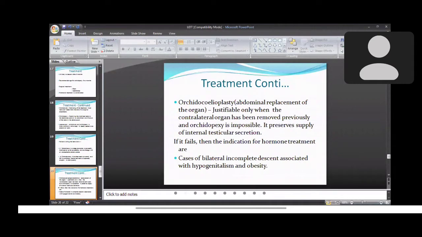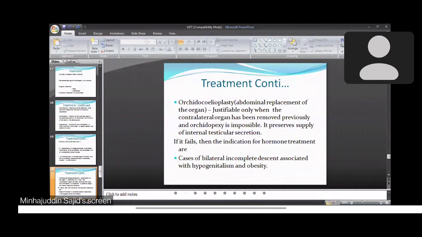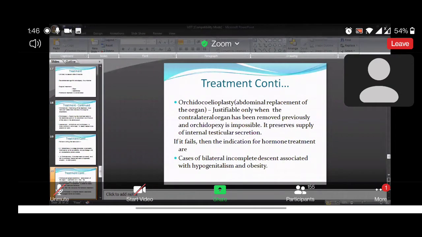This slide: orchidocilioplasty. Orchidocilioplasty means the testis is pulled down from its original position in the retroperitoneal side. It is pulled down by lengthening its retaining ligaments and tissues, and then the testis is fixed near the internal inguinal ring, or near the deep inguinal ring, and it is fixed there.